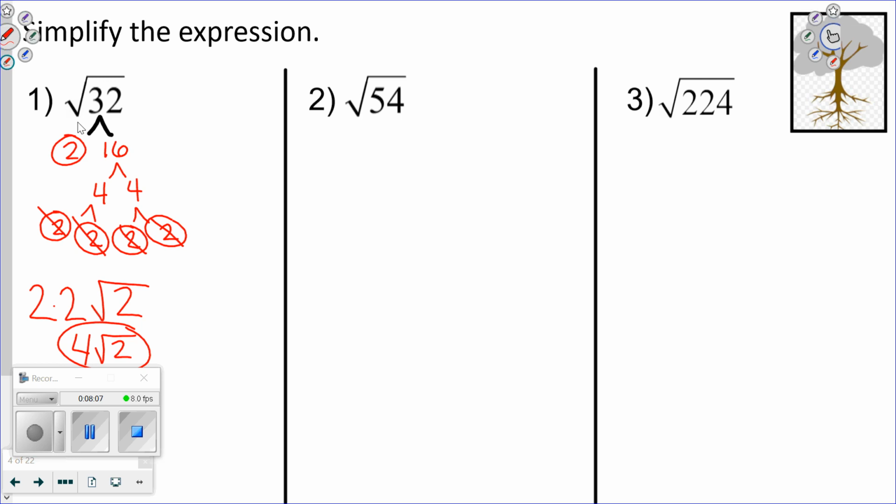All right, let's take a look at number 2. Square root of 54. Is 54 perfect? No. All right, so let's do a factor tree. What do you multiply to get 54?